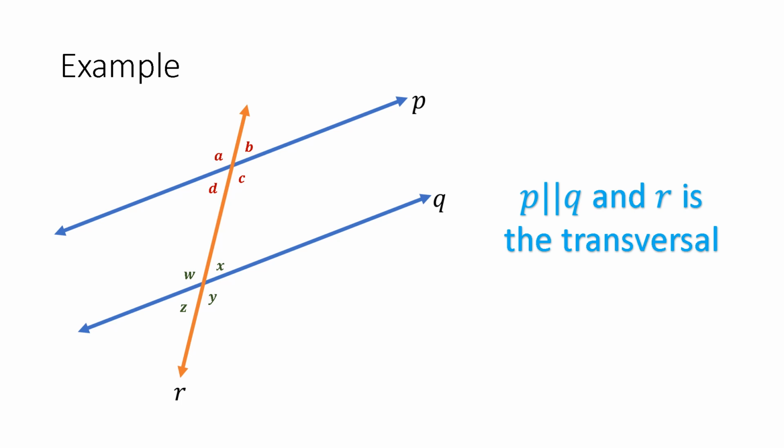Here's an example. P is parallel to Q and R is a transversal. As you can see, this is how you read P is parallel to Q and R is a transversal. This is line P, this is line Q, and this is line R. As you can see, it forms angles, at the intersection of R to line P and the intersection of R to line Q. We have A, B, C, D, W, X, Y, Z as the angles. Now, there are some relationships and some terms that you could work on with parallel lines cut by a transversal.